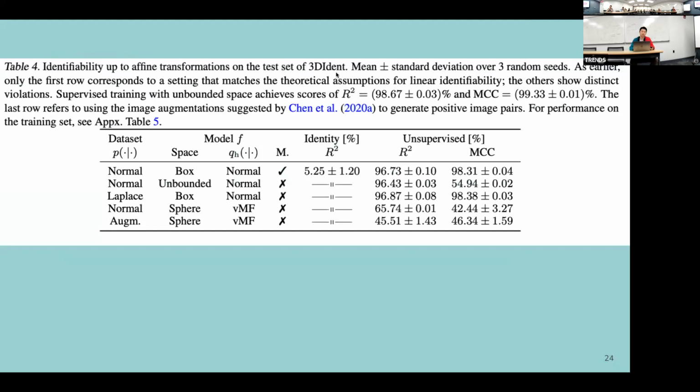The result with supervised training, which just uses mean square error, gives this result. Then training unsupervised with different kinds of distributions, matching or mismatching their assumptions, gives these results. They didn't explain why; they just mentioned the normal conditional distribution and the sphere case, which gives this low correlation. This is their experiments.